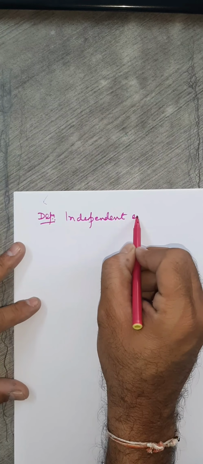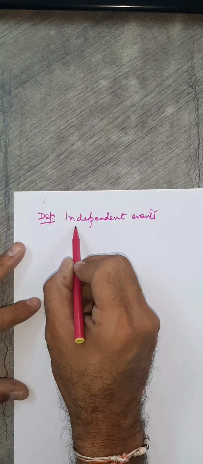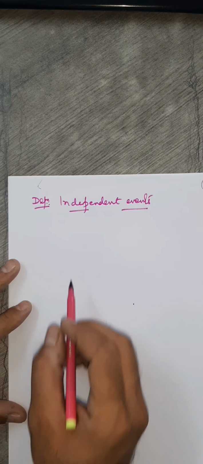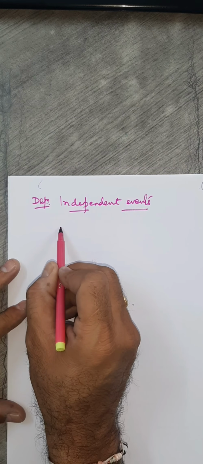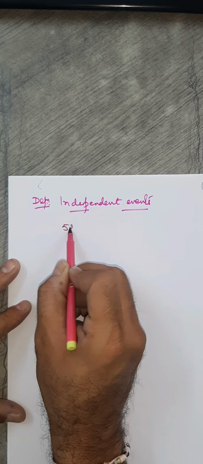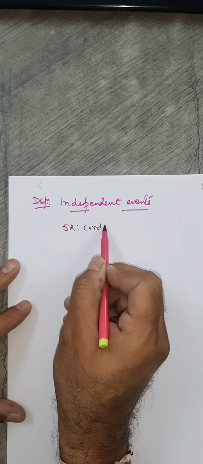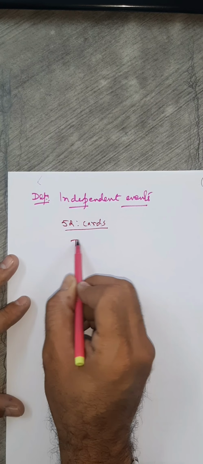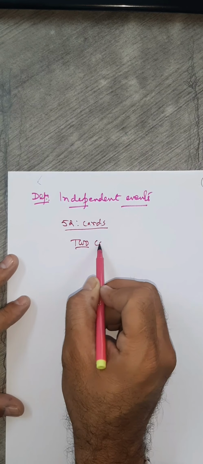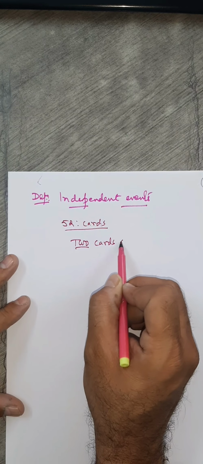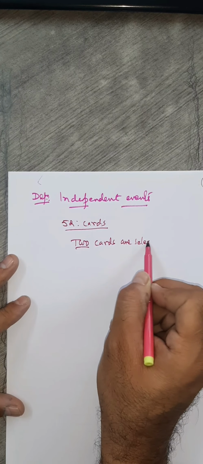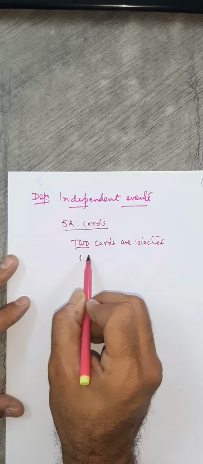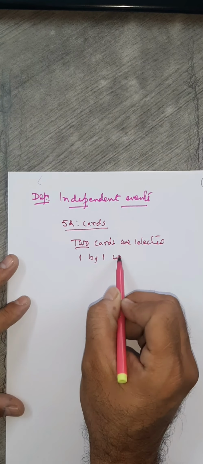Independent events. For that, again I'll go back to that same example. Let me write that, you will realize what I'm trying to tell you. We take out of 52 cards, 2 cards are selected one by one with replacement.